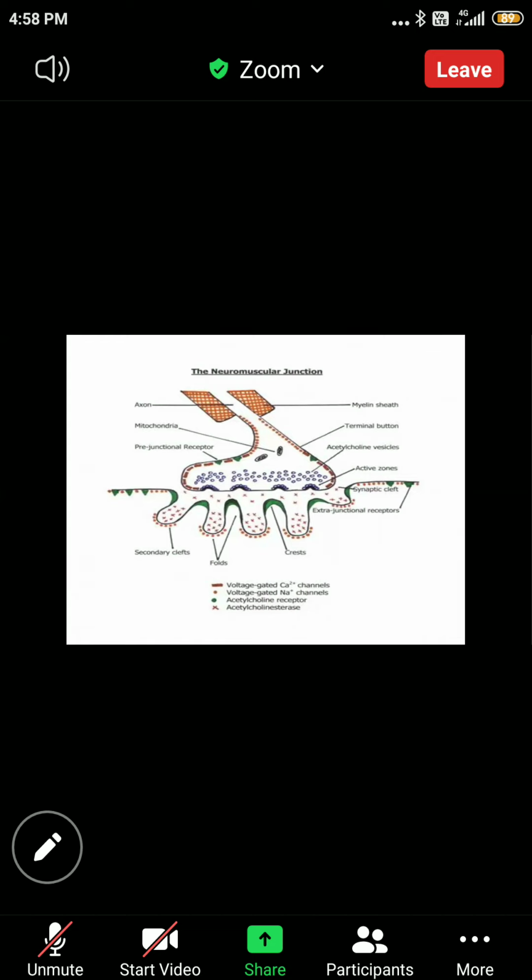Across the cell membrane, you have understood how exocytosis occurs. So the neurotransmitter is thrown into the synaptic cleft. Now the neurotransmitter will travel across the synaptic cleft and combine with the receptors which are present on the post-junctional membrane. Now there are numerous receptors on the post-junctional membrane. So this acetylcholine will come and get attached to the acetylcholine receptors.